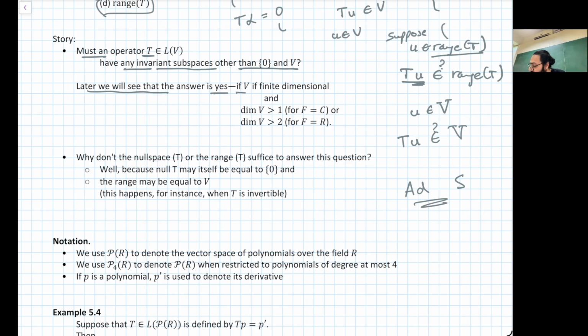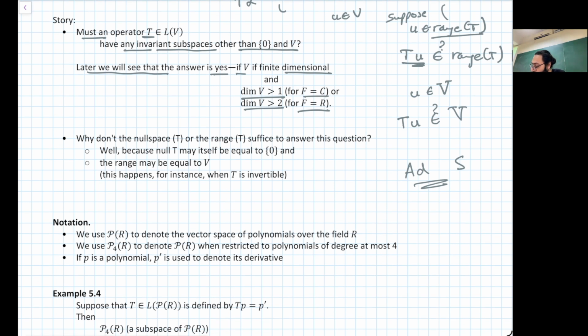Okay, so if V is finite dimensional and the dimension of V is strictly greater than 1, then we will have a non-trivial subspace. And when the field is complex and when the dimension of V is strictly greater than 2, then also we'll have a non-trivial subspace. Because we'll see these things later. So all of this to say that you're guaranteed, at least in finite dimensions, to have some interesting subspaces that will be preserved by the operator. Is that okay?